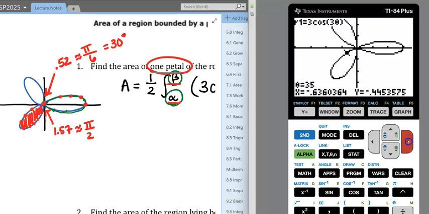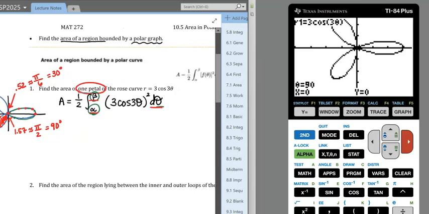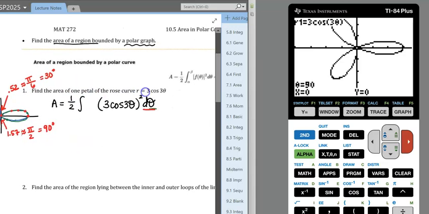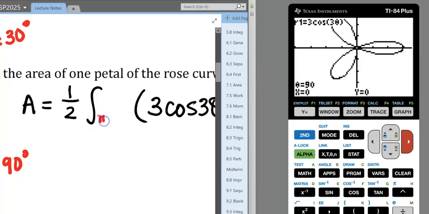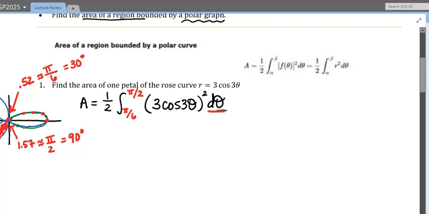Just notice as I continue to trace through, 50 degrees, 60 degrees, and so on. I've already said that 1.57 was pi over 2. You'll see 90 degrees is the angle that completed that petal. So we're integrating from 30 degrees to 90 degrees, but we're going to do it in terms of radians. So we're integrating from pi over 6 to pi over 2. So I did all that to show how you use your calculator to help you determine these limits of integration in polar coordinates.